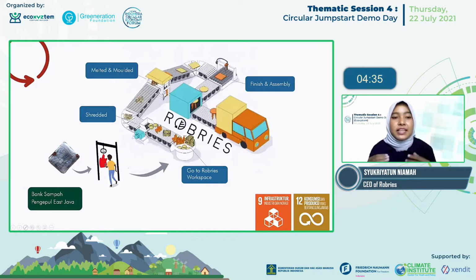So Robris is here to provide circularity in plastic waste. We collaborate with Bank Sampah and scavengers around East Java. We process and bring plastic waste back to the customers in something useful and fit their need.